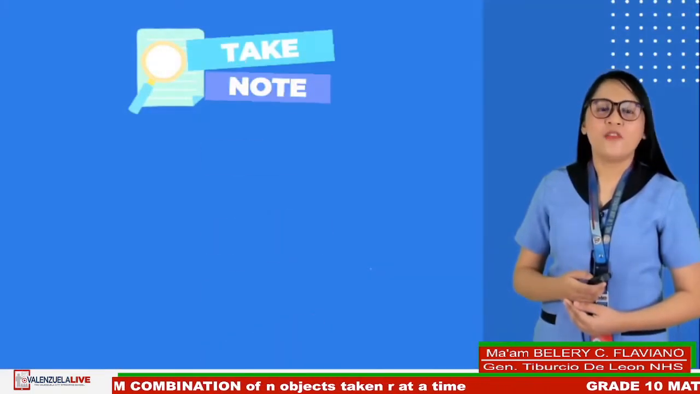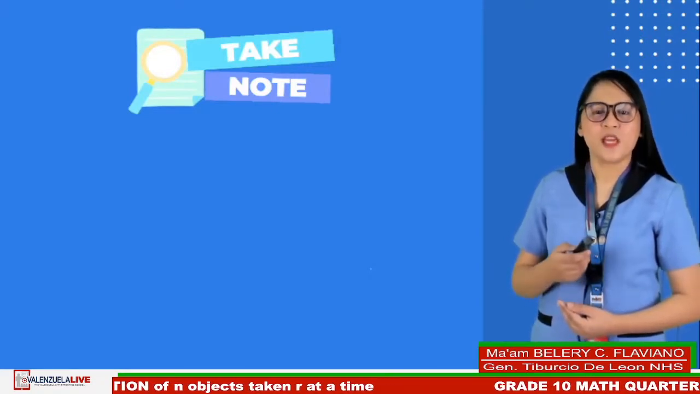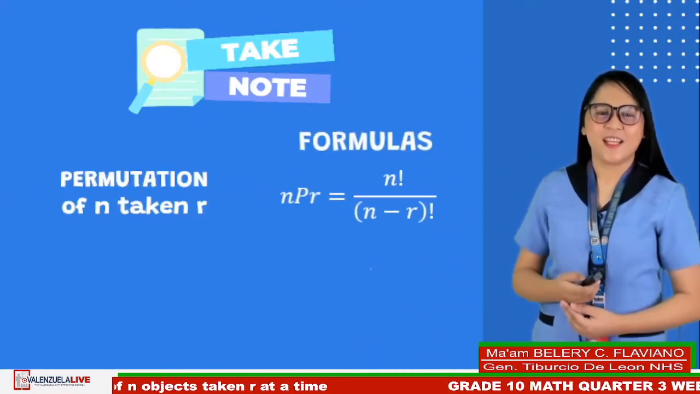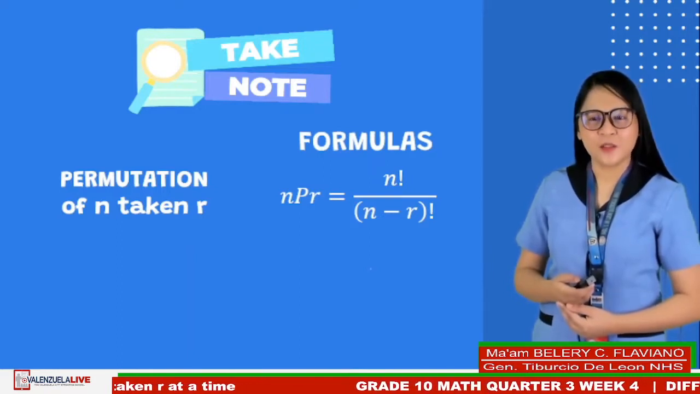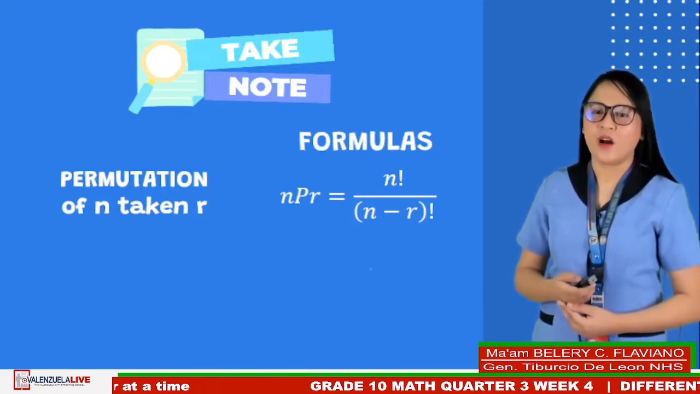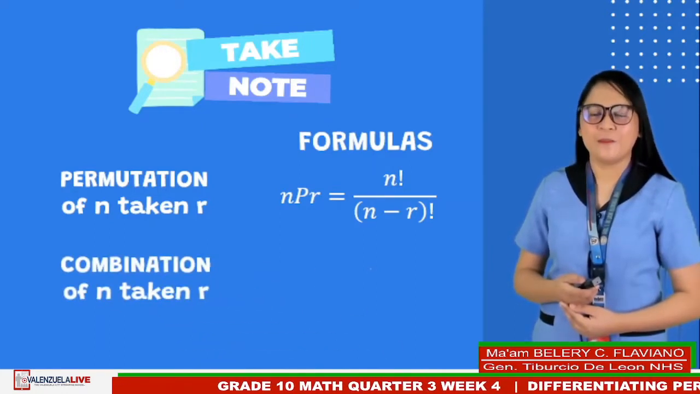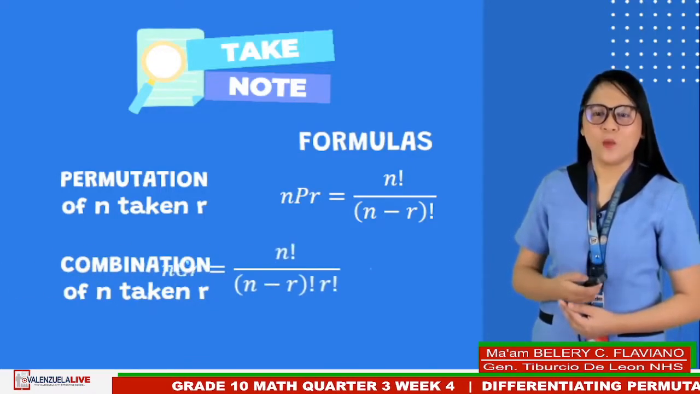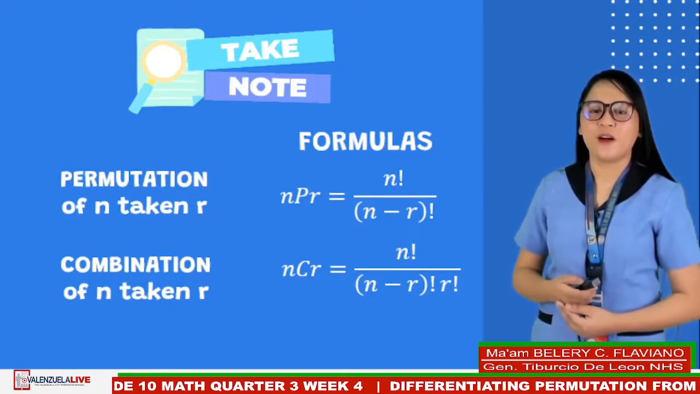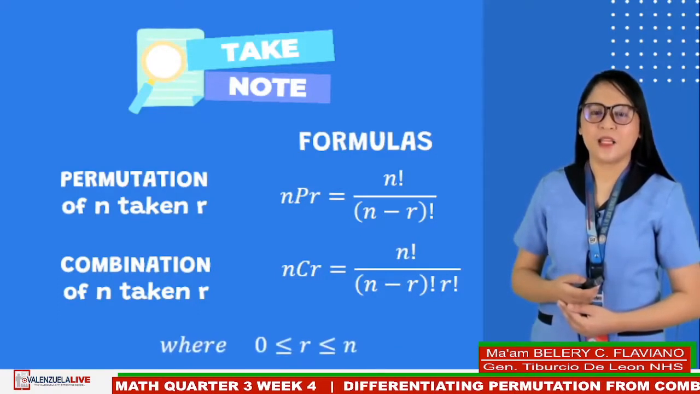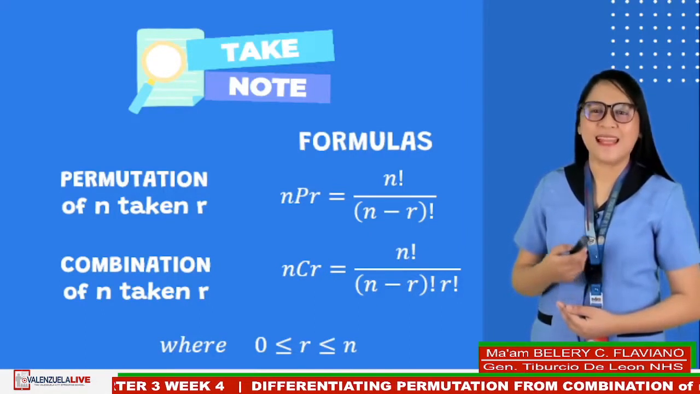Let's recall the formulas for selecting n objects taken r at a time. For permutation of n taken r, we have nPr equals n factorial over n minus r factorial. For combination of n taken r, we have n choose r equals n factorial over n minus r factorial times r factorial. Remember that in both formulas, r is greater than or equal to 0 but less than or equal to n.